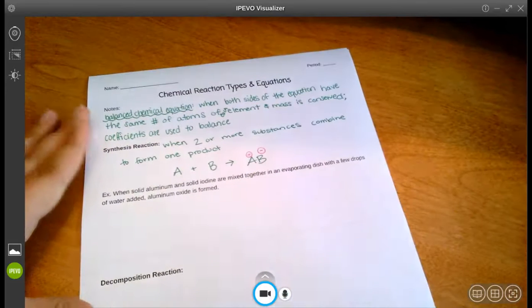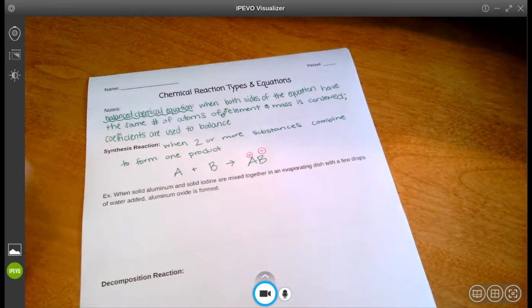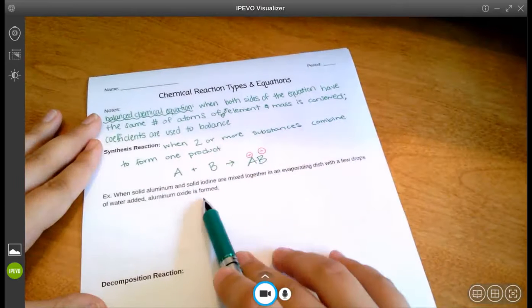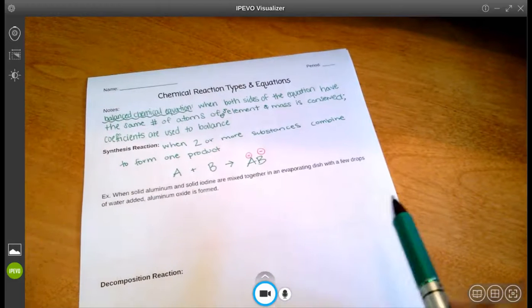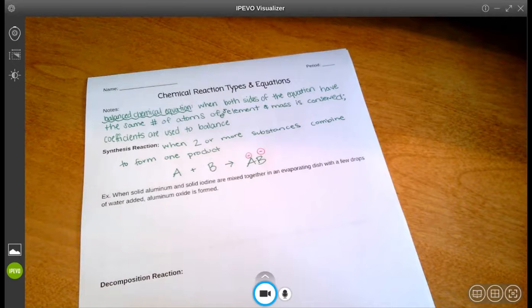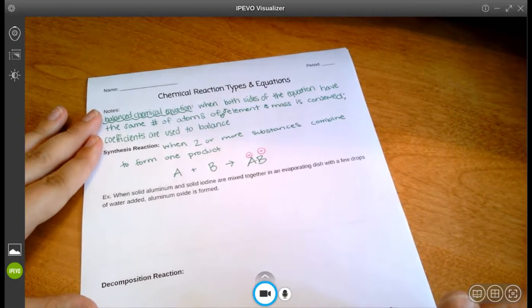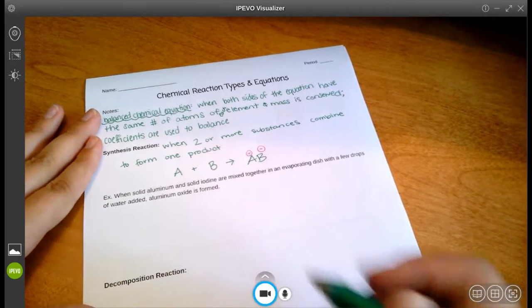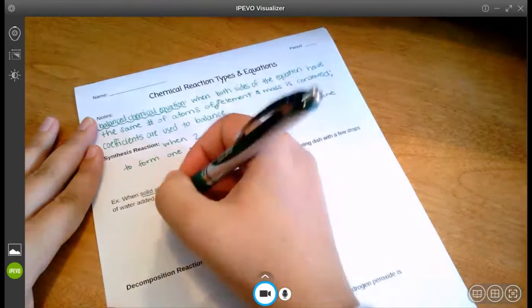Okay? So for our example, we have solid aluminum and solid iodine being mixed together in an evaporating dish with a few drops of water added. Aluminum oxide is formed. So first things first, we need to write our skeleton equation. So we have solid aluminum.